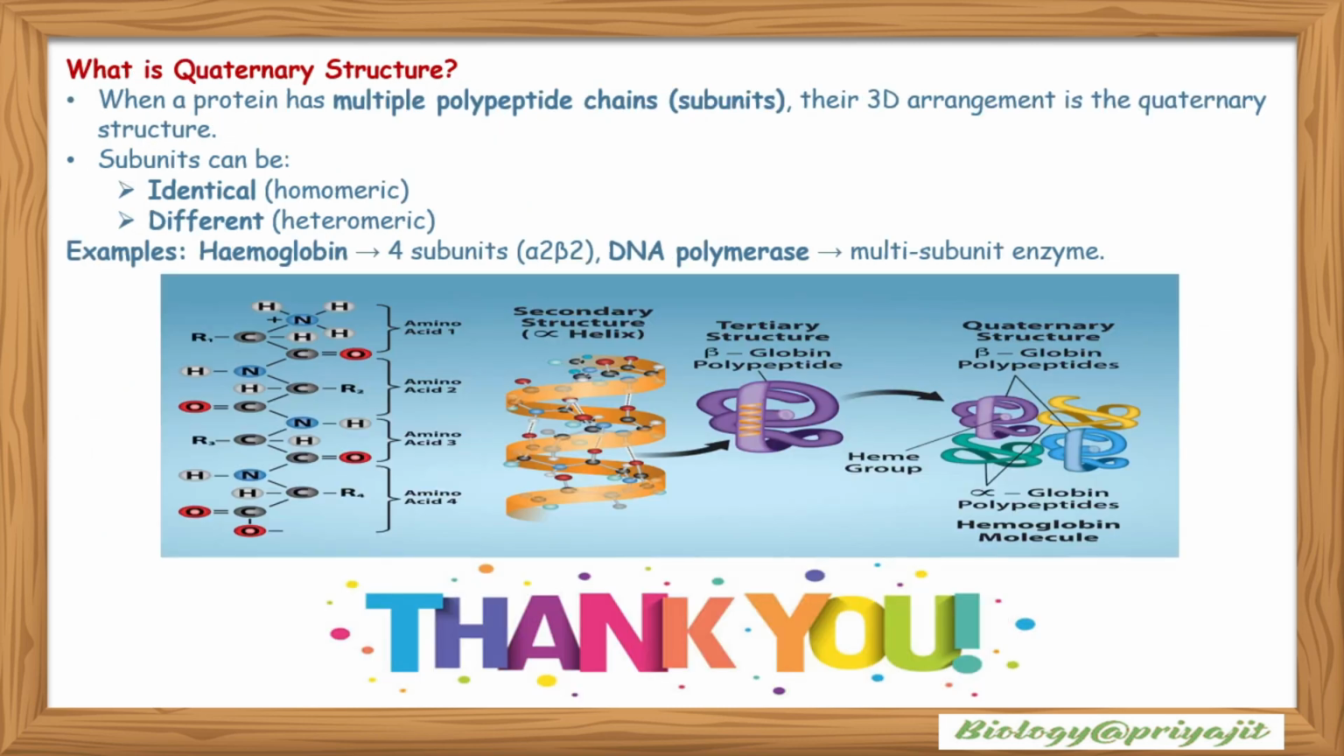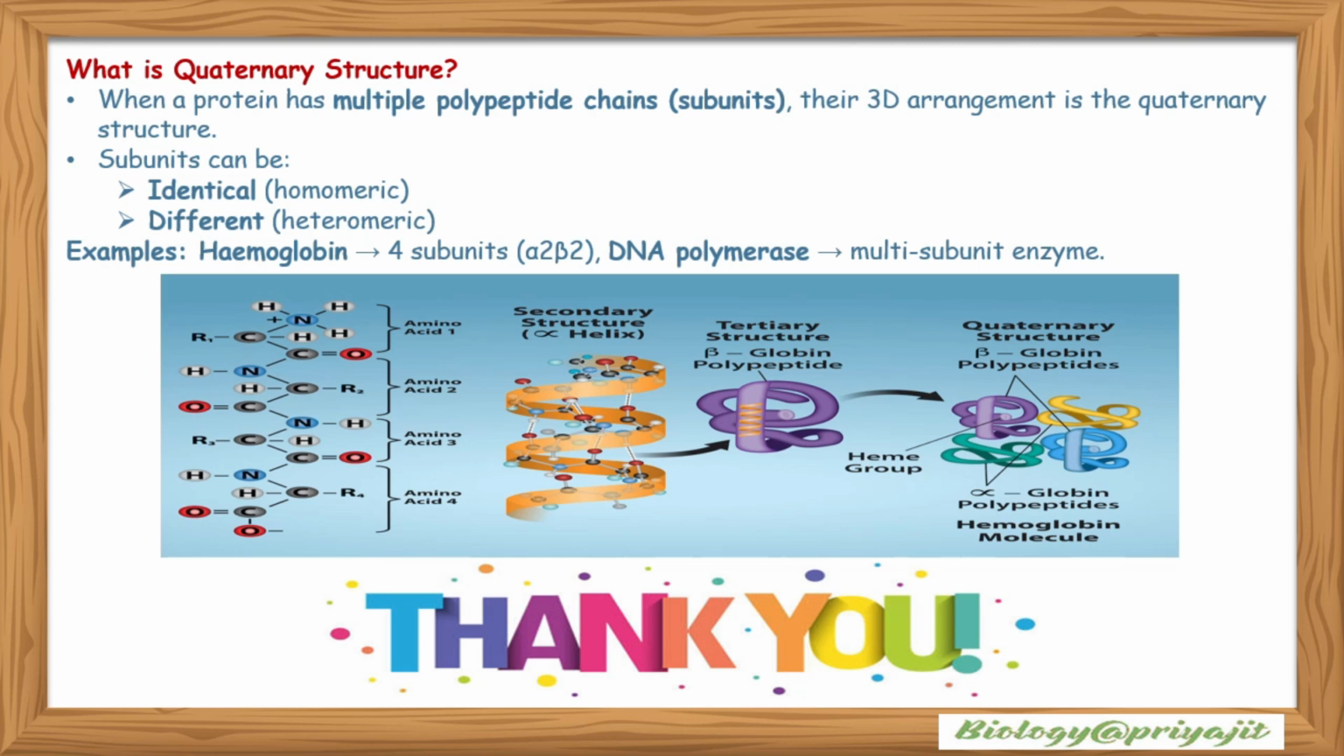What is quaternary structure? When a protein has multiple polypeptide chains or subunits, their three-dimensional arrangement is the quaternary structure. These subunits can be identical, known as homomeric, or different, that is heteromeric. For example, hemoglobin has 4 subunits and DNA polymerase is a multi-subunit protein.